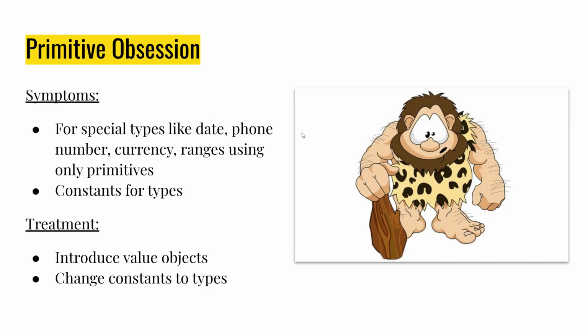Primitive obsession is a funny code smell, because sometimes we repeat ourselves with primitives, primitizing everything. For example, phone number is not a good idea. Phone number, first and foremost, is not a number, it's a string, and in different countries it's written differently.